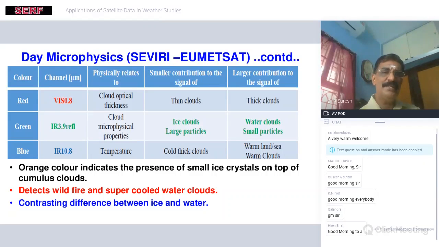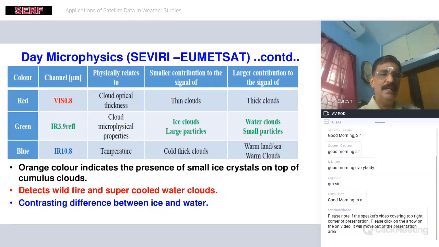So in a nutshell, in this particular tabular column, which has been downloaded from their website, I am just showing you the red color channel, which is the visible channel 0.8 micron, and then green is 3.9 micron reflectivity. Then the IR channel of 10.8 micron, which is the temperature revealing.